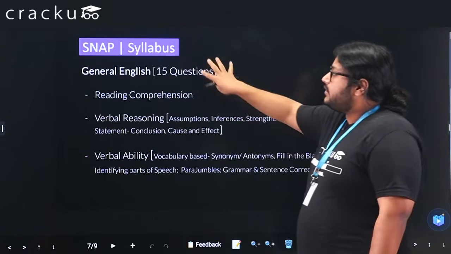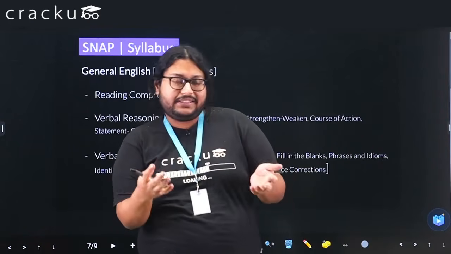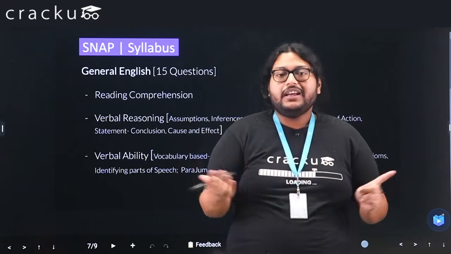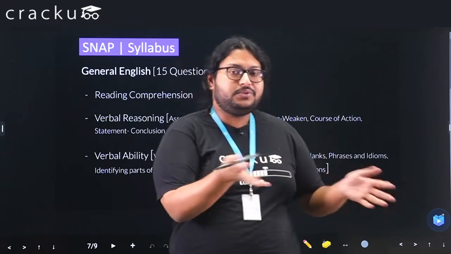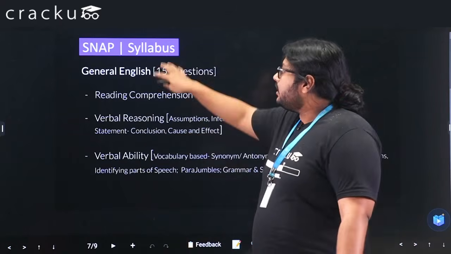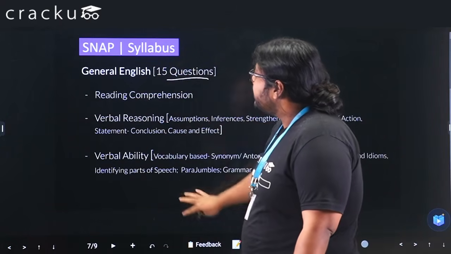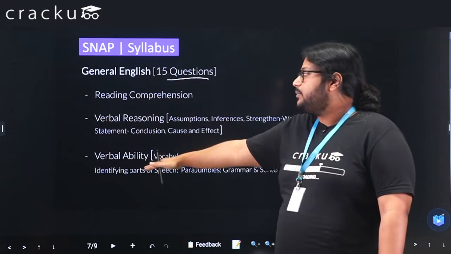Next, if we talk about the syllabus, as we said, the syllabus is divided basically into three sections in the paper. One is general English, then we have analytical and logical reasoning, and then we have the Quant and DI/DS section. Talking about general English, we have 15 questions from here. In general English we get reading comprehension, verbal reasoning, and verbal ability.